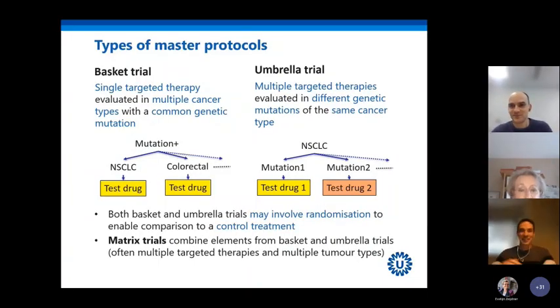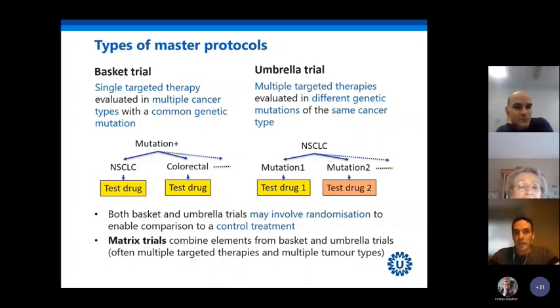Not sure what went wrong, but two important types of master protocols are the basket trials and the umbrella trials, and when you see the diagram, they look similar, but they are basically quite different, and also pose quite different challenges in terms of the statistics and the methods used. So basket trials evaluate a single targeted therapy, but for instance in multiple diseases or multiple cancer types.